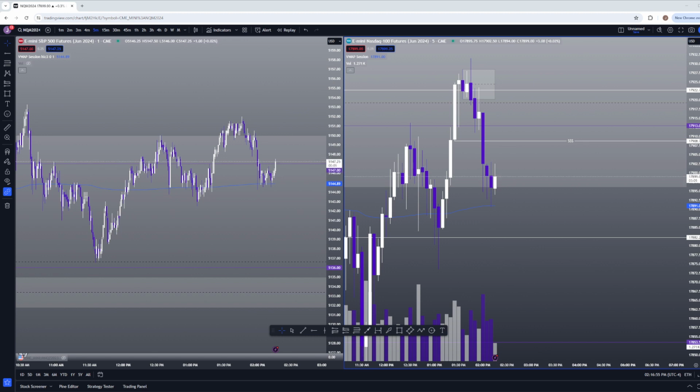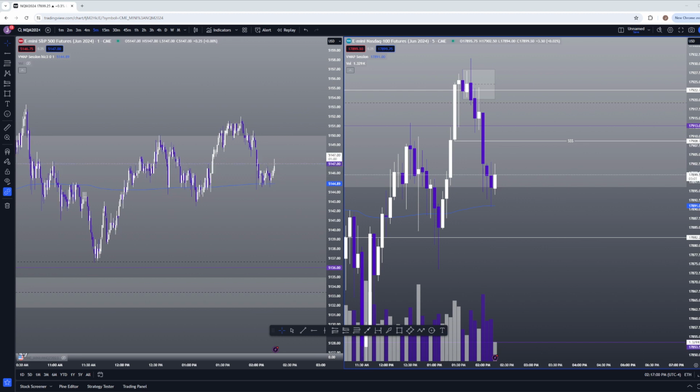Right? After hitting 100 ticks, I never will let a trade come back and stop me out at break even after hitting 100 ticks. I'll pretty much always move my stop into profit at that point.